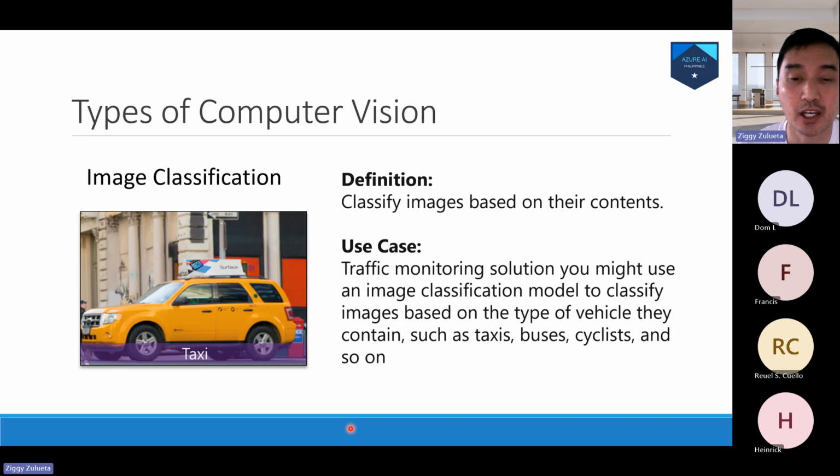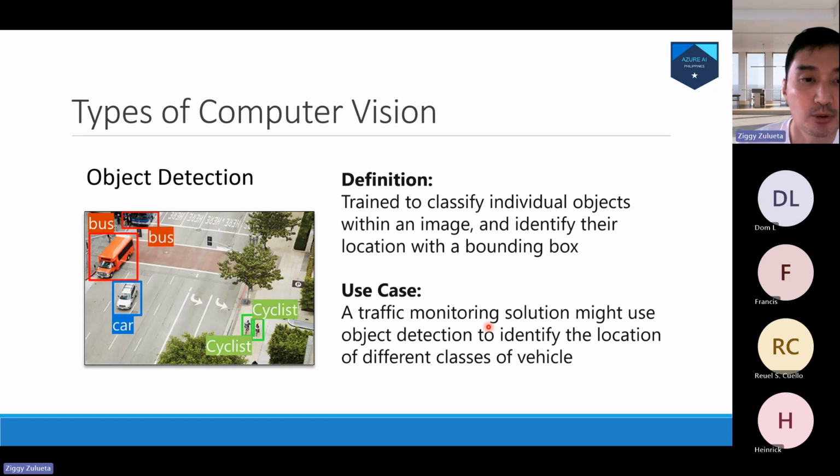The first one would be image classification. This would be classifying images based on their content. Let's say this photo here, you'd see that the system will detect that it's actually a taxi. What are the use cases for this? In traffic monitoring solutions, you might use an image classification model to classify whether the vehicle is a taxi, a bus, a cyclist, and so on. We will show a demo of this later. So fasten your seatbelts. Next one would be object detection.